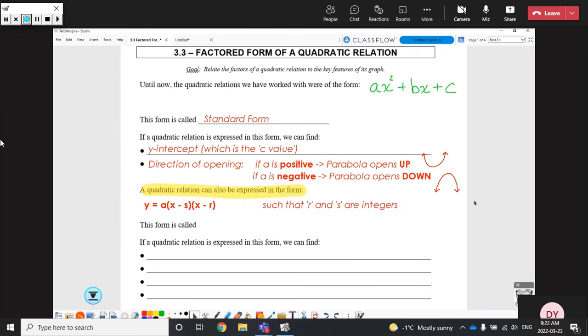It looks nothing like standard form. There's not even a squared in there, right? But there are two x's. So such that r and s are integers. So r and s can't be like 2.5 and negative 4.8. They have to be integers.